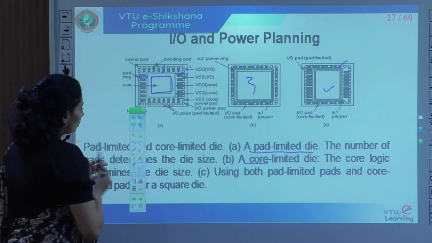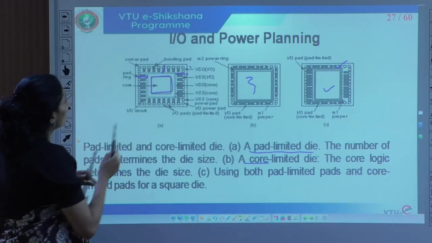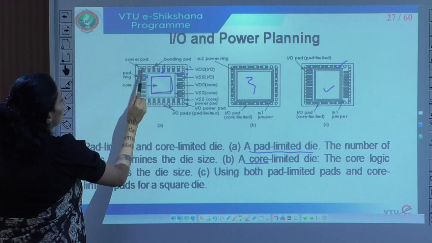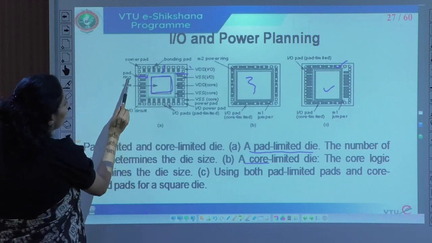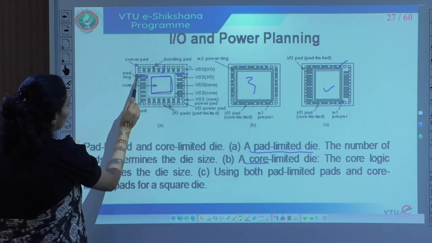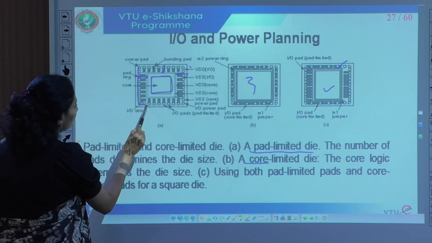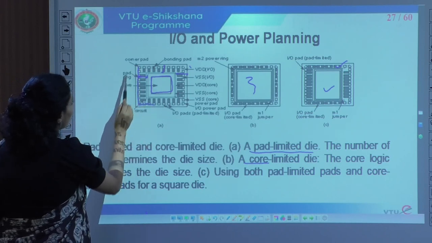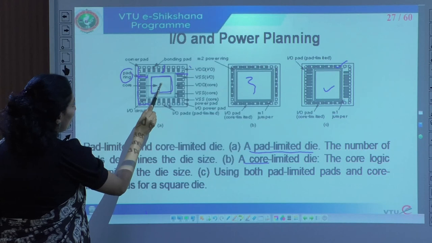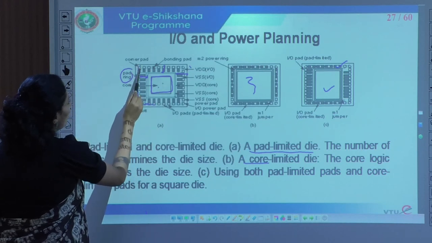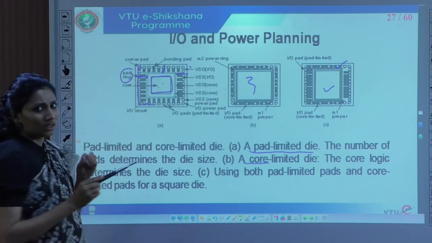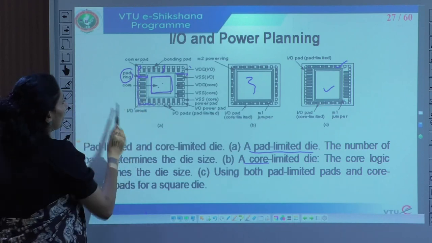So let us read through the terminologies. In the pad, you will have a corner ring, okay. This particular ring is called a pad ring. You have a core, and the corner-most cell, which is actually the I/O, is a corner pad, okay.